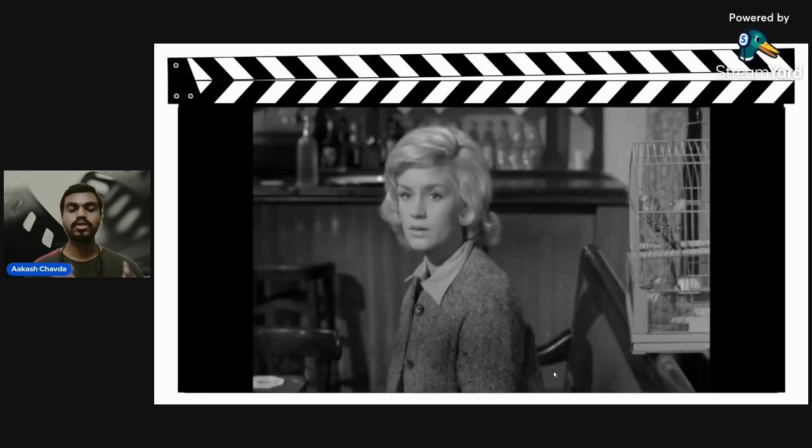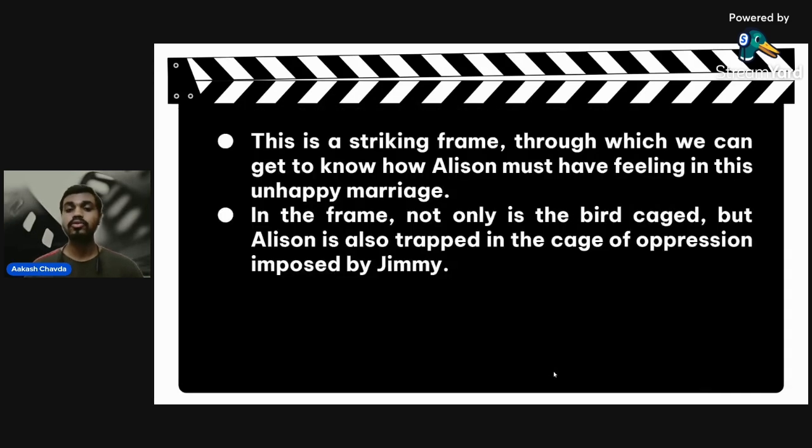This frame is also one of the striking frames in the whole movie. In this particular frame you can observe the emotion and confinement of Allison, and you can compare her to these caged birds as well. In the frame, not only is the bird caged, but Allison is also trapped in this miserable and oppressive marriage which is imposed on her by Jimmy.